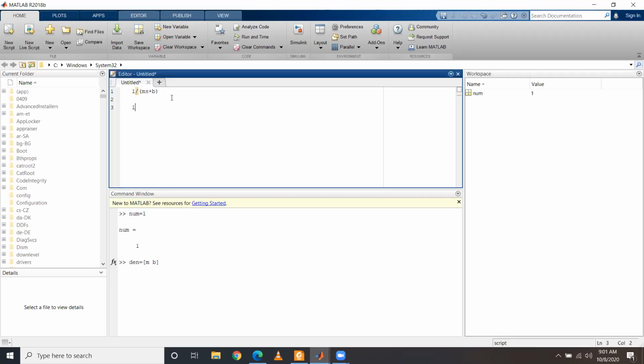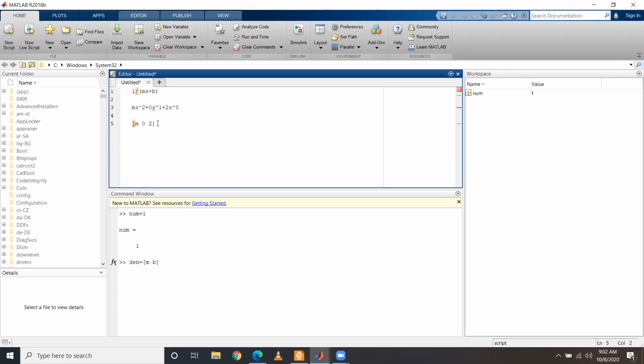Yes, sir. If the denominator was something like MS square plus two, then what should be the matrix? Sir, M, M, B. M, 0, 2. Why? Because this is basically MS square plus zero into S to the power one, because there is no S to the power one term, plus two into S to the power zero, which is two, right? So the coefficients of decreasing powers of S are M, zero, and two.